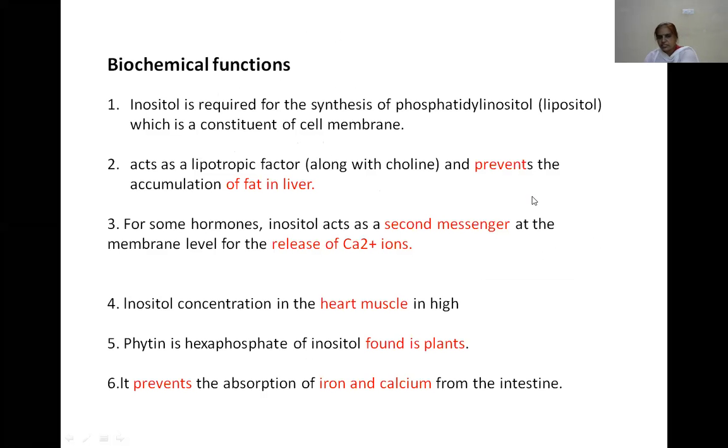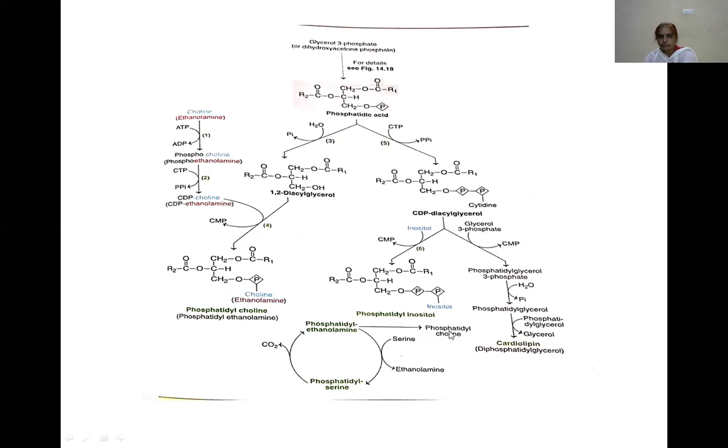See here it is CDP diacylglycerol, and here it is inositol. This inositol, when combined with CDP diacylglycerol, is converted to produce phosphatidyl inositol. This reaction is catalyzed by CDP diacylglycerol inositol transferase. So it produces phosphatidyl inositol.